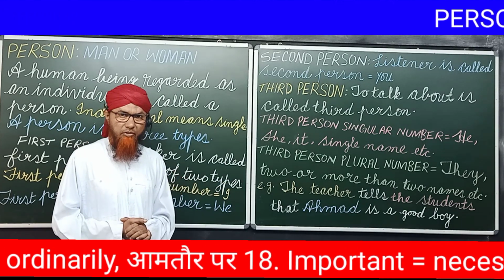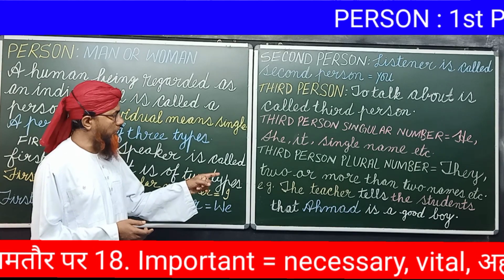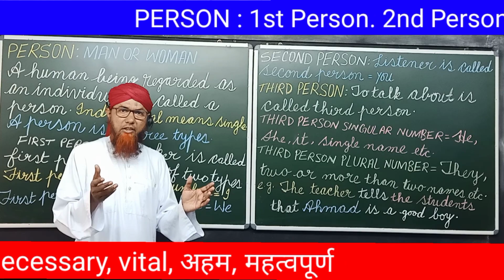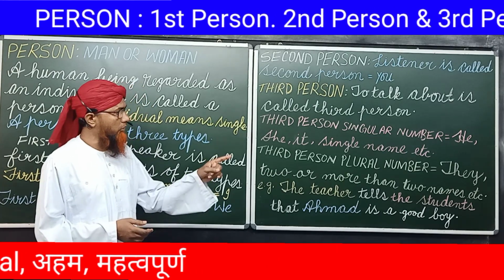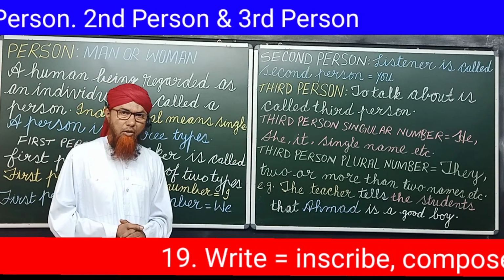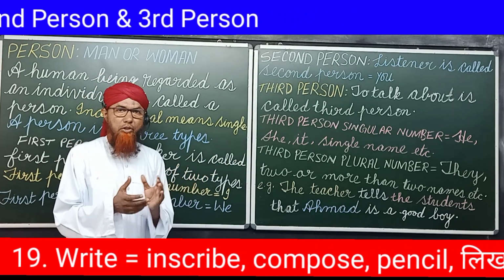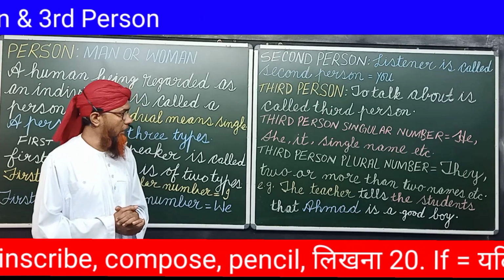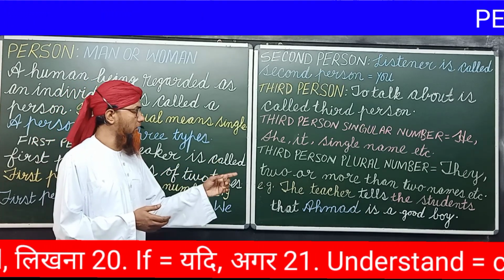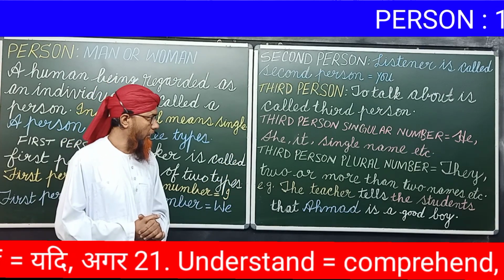Speaker is called first person. Here teacher is the speaker, so the teacher is the first person. Listener is the second person. Here students are the listener, so students are the second person. To talk about which we are talking. Here we are talking about Ahmed. So Ahmed is a third person.